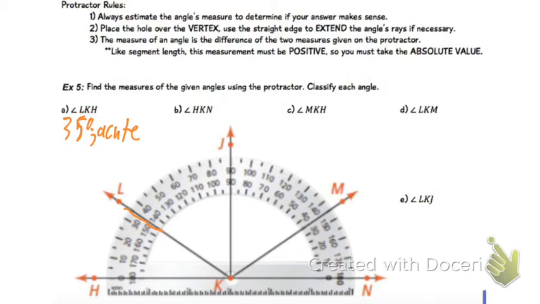Big goof. Letter B, HKN. So for angle HKN, we're looking H to K to N. Did everyone see what I did there up on the board? Yep. Okay. So, what would be the measure of this angle? 180. That's a straight line, isn't it? Maybe you can even see that on the protractor. It goes from 0 over here to 180. So, what kind of angle is that? Straight.